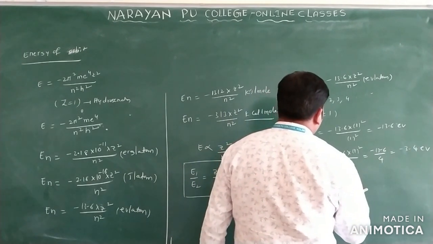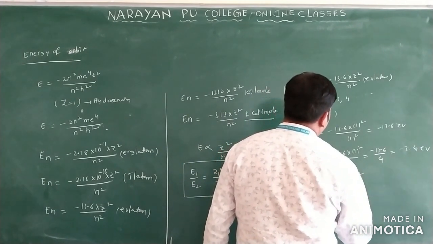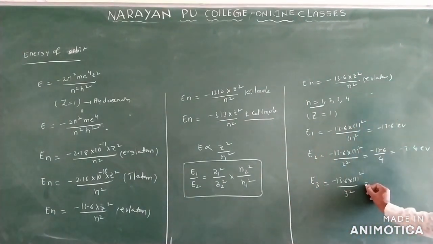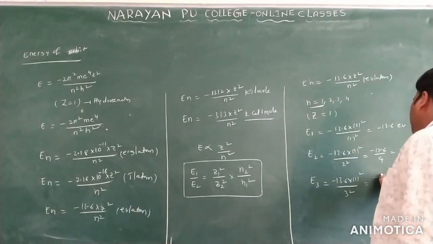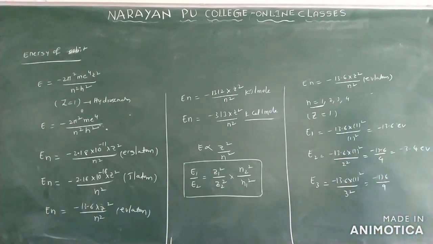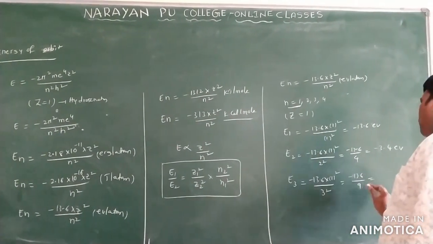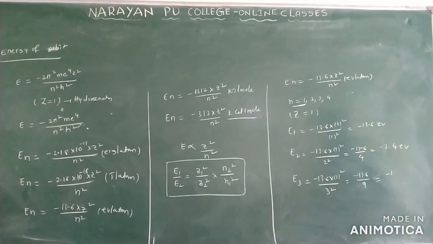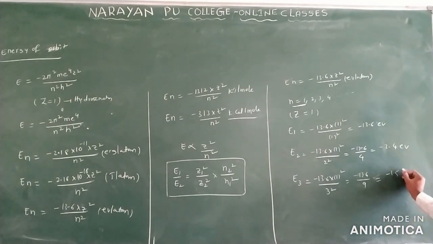Minus 13.6 into 1 square by 3 square, so minus 13.6 by 9. What will you get? 9 ones are 9 only. So 9 we have, 4 is there, 46. You can write here minus 1.5 electron volts you will get.